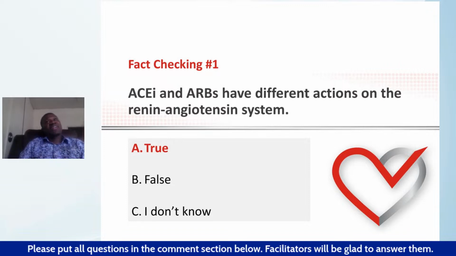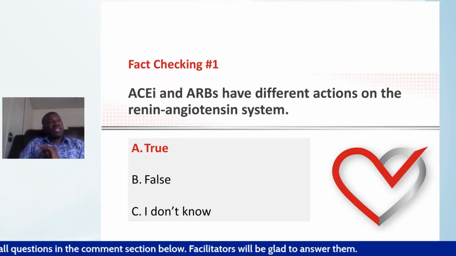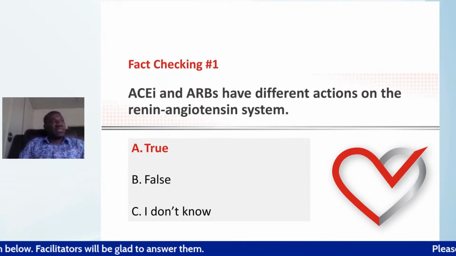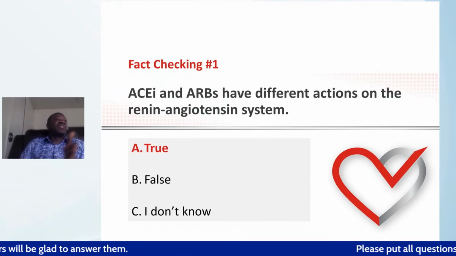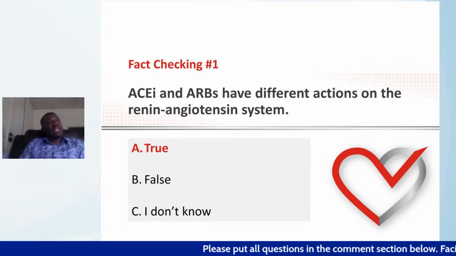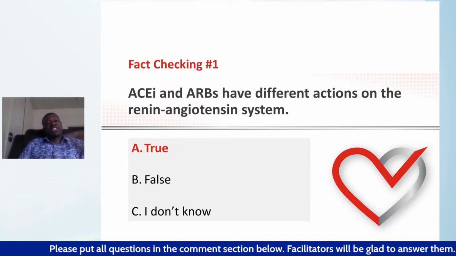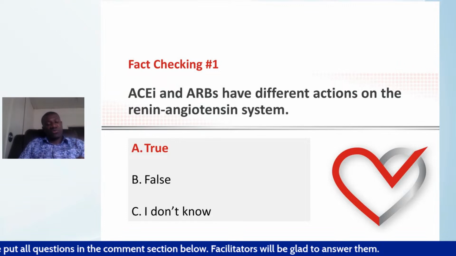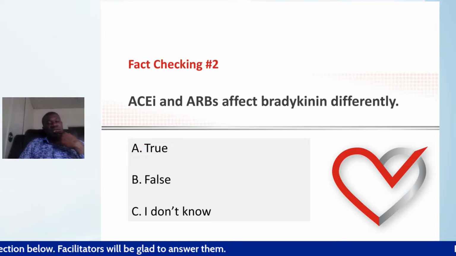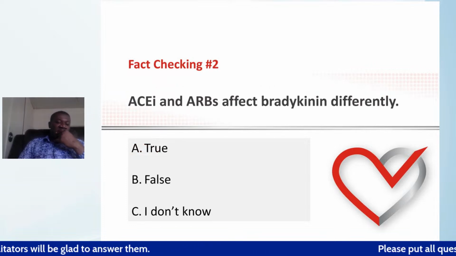The AT1 receptor blockade actually has a deleterious effect on the AT2 and AT4 receptors after some time. But when it comes to ACE inhibition, because that one is temporary, you get it siphoned into the production of angiotensin 1-7, and that has a very good effect. So the first check would be considered as true. So there are different actions on the renin angiotensin system.